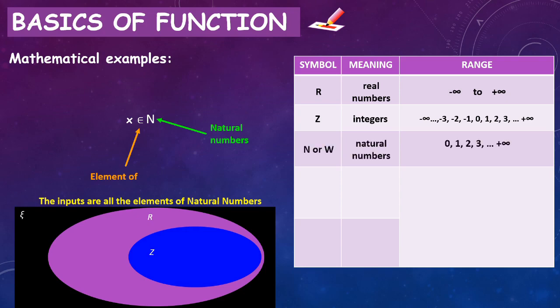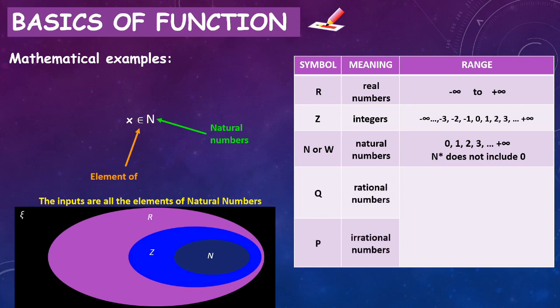The symbol N, or sometimes written as W, means natural numbers. Natural numbers are integers from 0 up to positive infinity. Sometimes you see an N with an asterisk, that means 0 is not included also. Since N comprises only the positive portion of the integers, therefore N is a subset of Z.